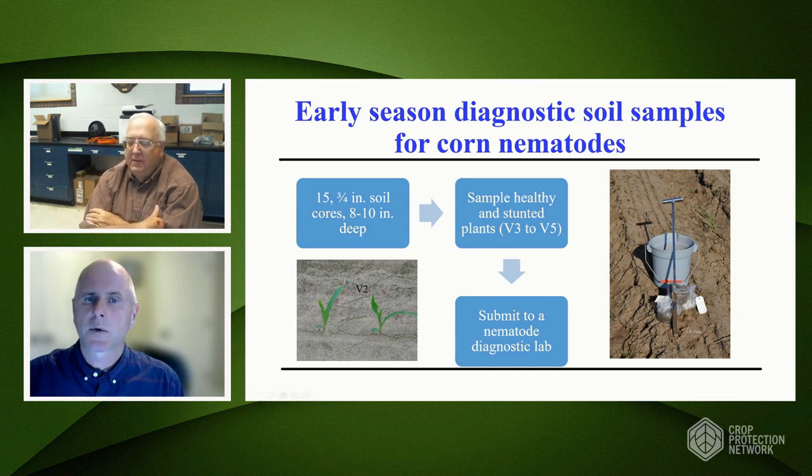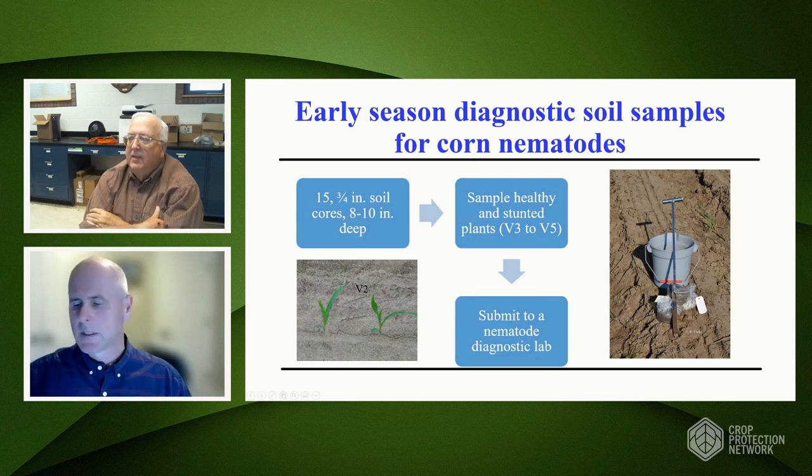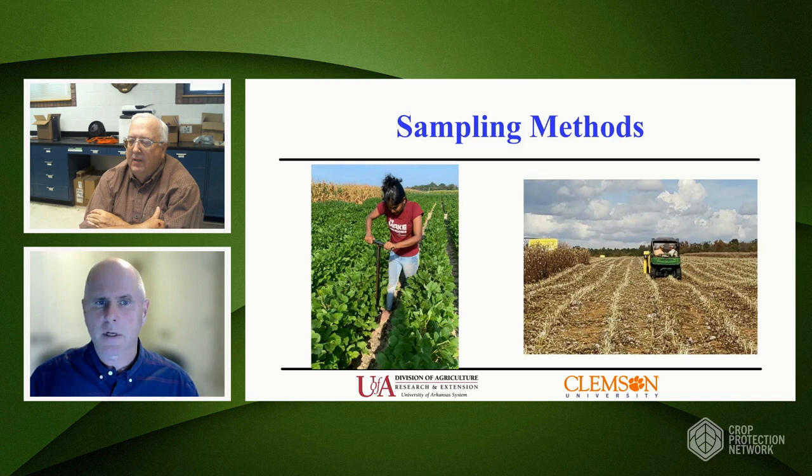And usually I recommend about V3 to V5, especially remember the root knot. Sometimes you can actually see some of the root swellings at that point. And this is just my arsenal that I usually go out into the field with as far as sampling goes. And next, John's going to talk a little bit more about sampling and some of the experiences to keep in mind as you're going out into the field.